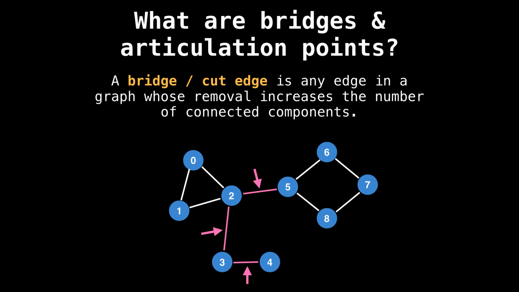So for example, in this graph below, there would be three possible bridges, which are those edges in pink, because if you remove any of them, the graph is divided into two components.